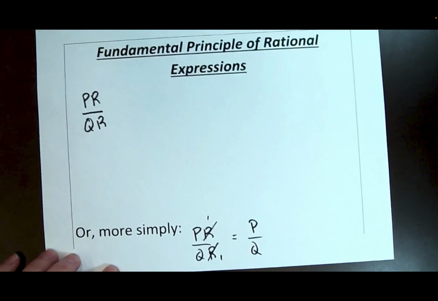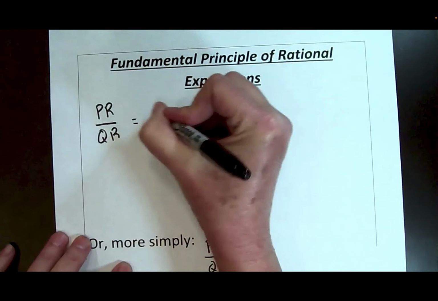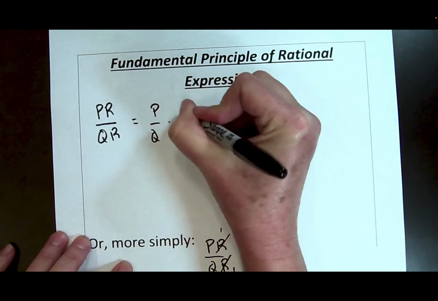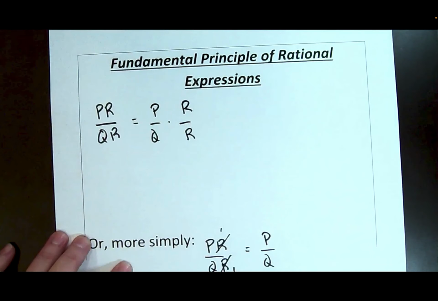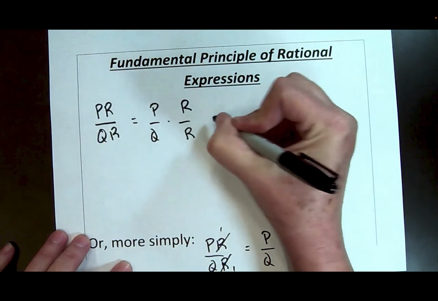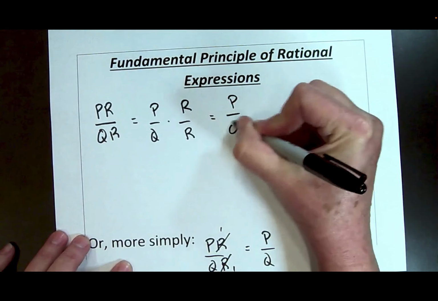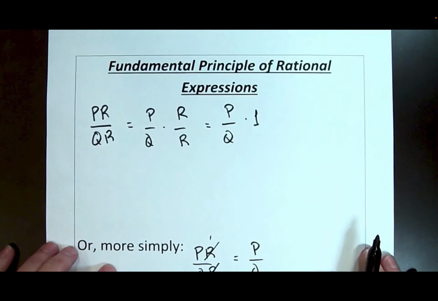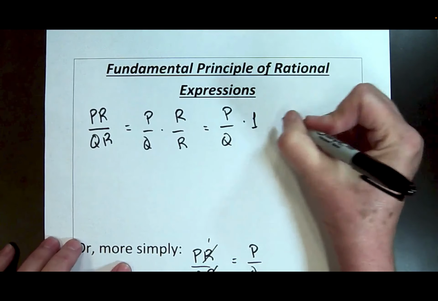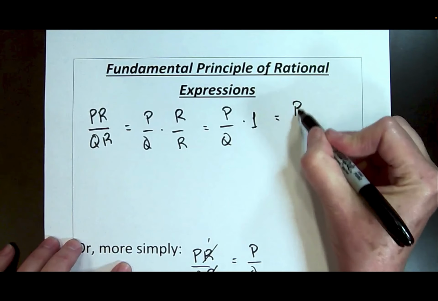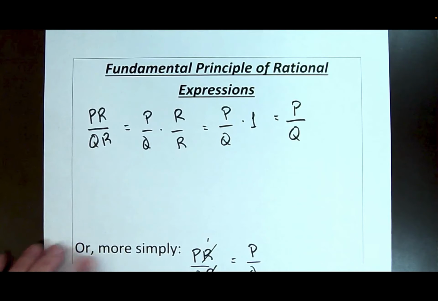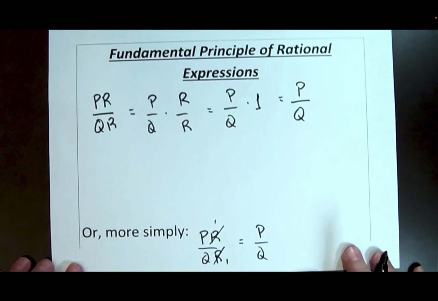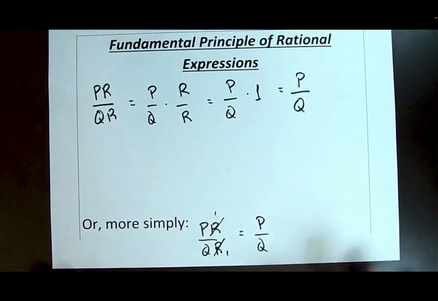But again, the reason we're allowed to do that is because of the way fraction multiplication works. I can split off R over R into its own fraction, and then anything over itself is always a 1, whether the anything is a number or a polynomial or something worse. And then the identity property of 1 always kicks in and says if you multiply by 1, you don't change the identity of what you've got.